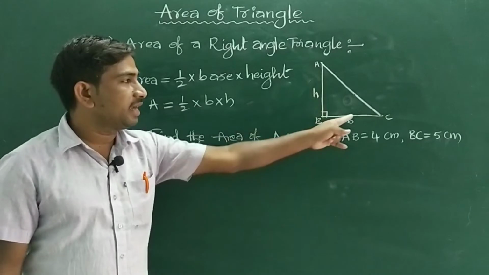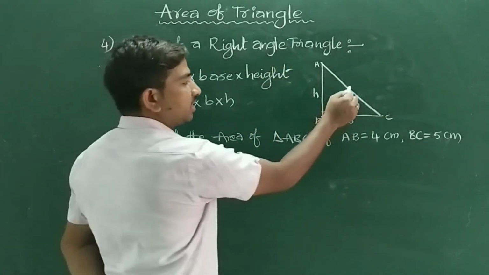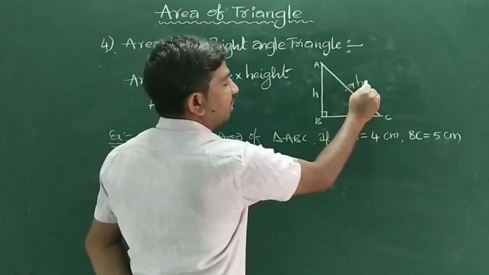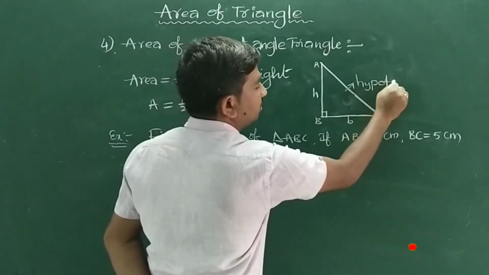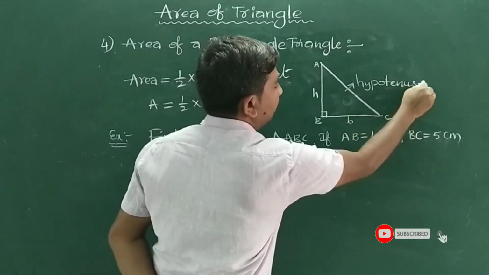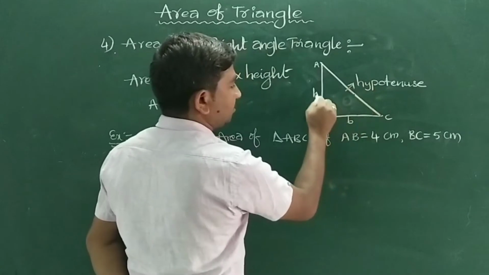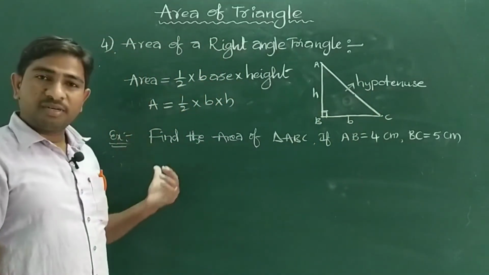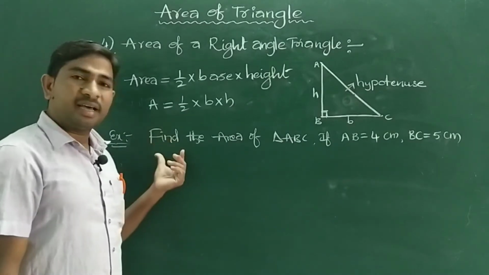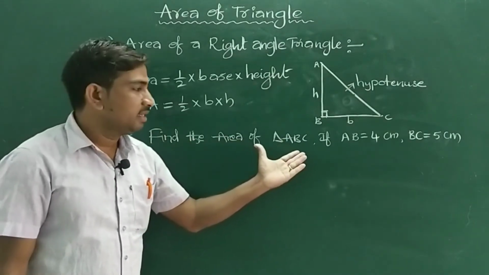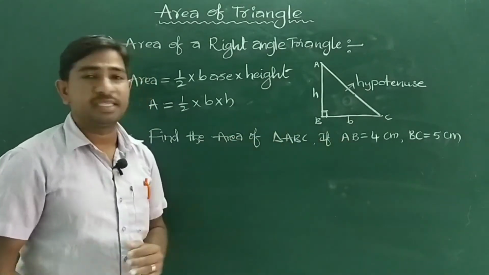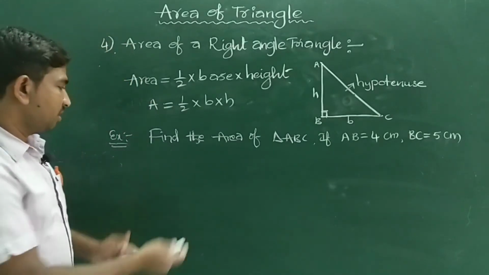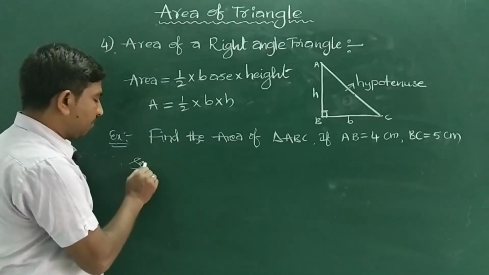If you take this, it is a right angle triangle and this is called the hypotenuse. This is what? Hypotenuse. And this is the height and it is 90 degrees, right? So okay, now take one example problem. Find the area of triangle ABC if AB is equal to 4 centimeter, BC is equal to 5 centimeter is given. So now in this case it is very easy, we can apply that.